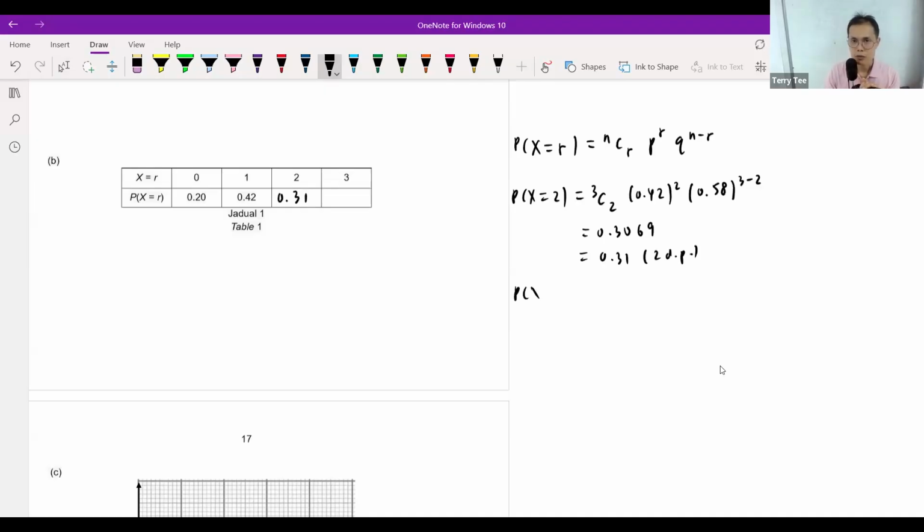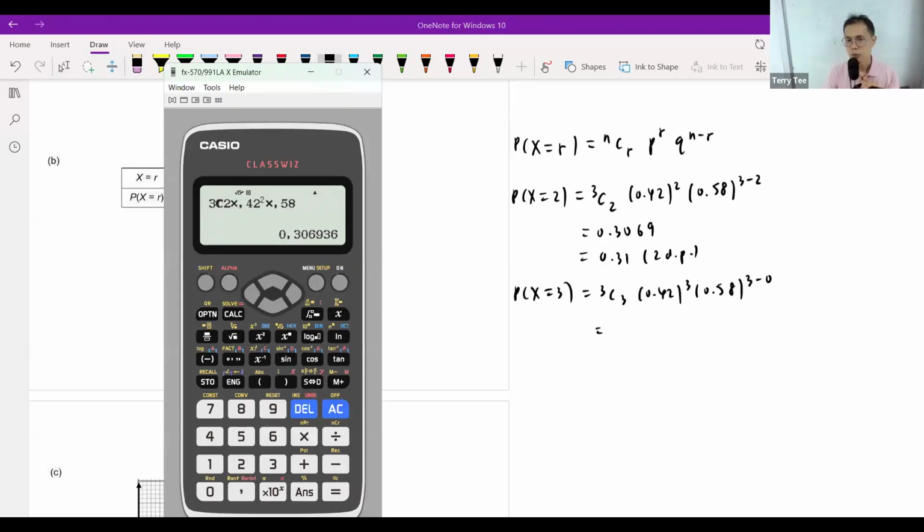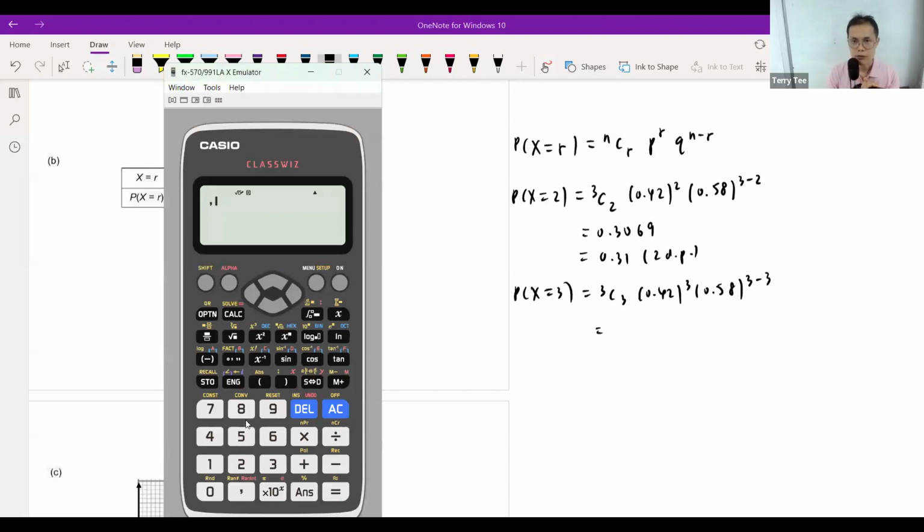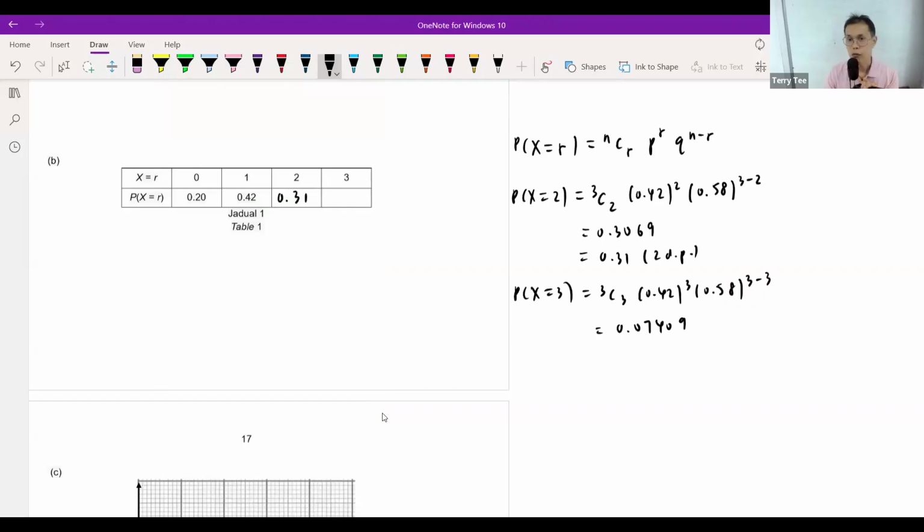Now, for x equals 3, we're going to use 3C3, 0.42 power 3, 0.58 power 3 minus 3. So actually 3C3 is 1, and 0.58 power 0 is just 1. Actually, we don't need to type so many things, just type 0.42 power 3. That will do. Your answer is 0.07409, if you write 4 SF.